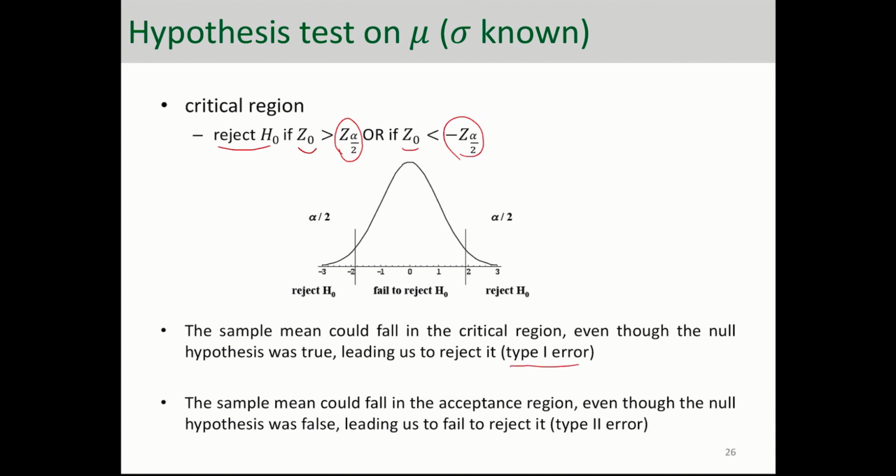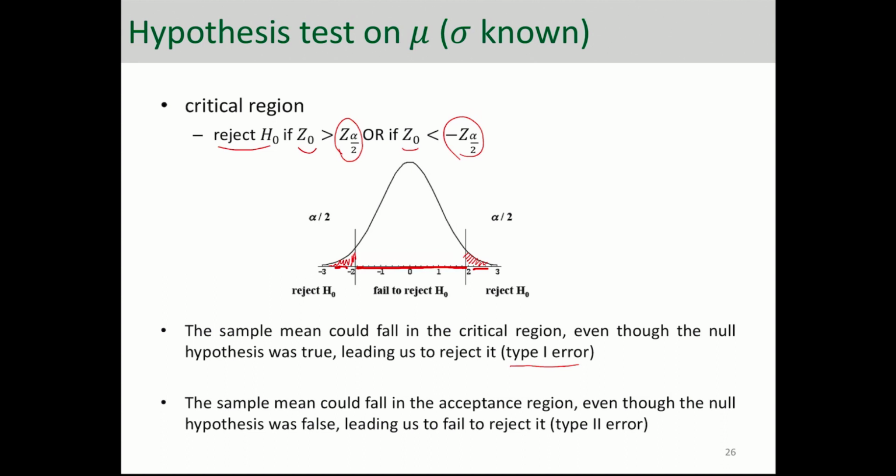So the type 1 error is if your sample mean falls in the critical region. These two areas are called the critical region or rejection region. Critical region is the exact term. Even though the null hypothesis was true, leading us to reject it, that's type 1 error. And then we have type 2 error, which means your test score lands here, but it actually should have landed somewhere in the rejection area. Your sample was not representative of the population, was oddly off, so you made the wrong decision.